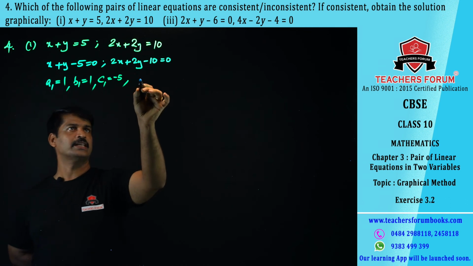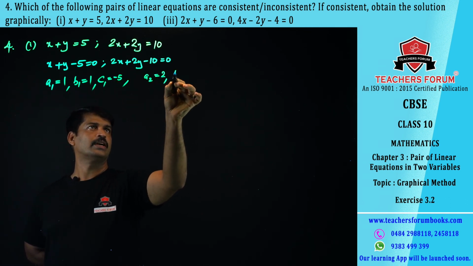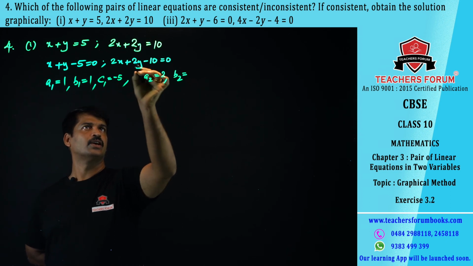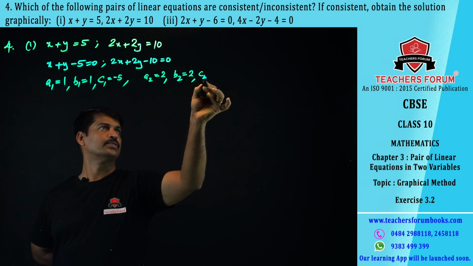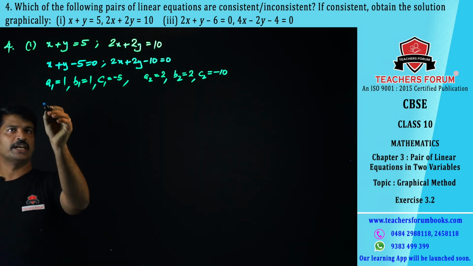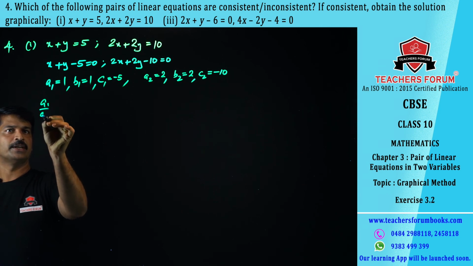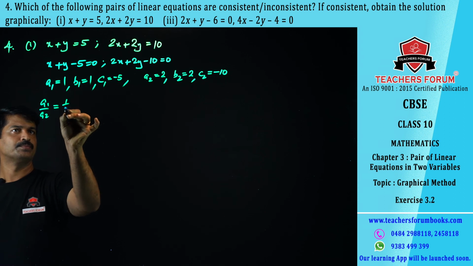Let's find what is a2. a2 is equal to 2. What is b2? b2 is again 2, the coefficient of y. What is c2? c2 is the constant term, that is minus 10. Let us find the ratios, a1 by a2 first. a1 by a2 is 1 by 2.